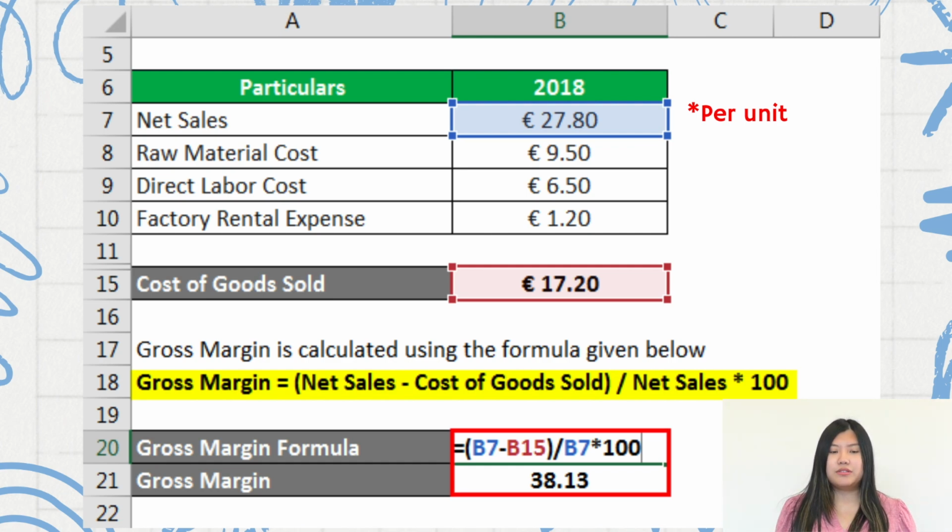Now, let's find a gross margin formula for it. So, for the net sales, B7 in the blue highlight, that'll be 27.8 pounds, minus the B15, that'll be cost of goods sold, that'll be 17.2 pounds. And you divide by the B7 again, net sales, 27.8 pounds, times 100. And your gross margin total should be calculated to be 38.13 pounds.